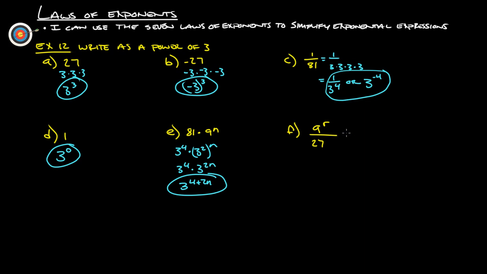So 9, we know 9 is 3 squared, so that's 3 squared to the r, all over 27, which is 3 to the 3rd. This 3 squared to the r power, we have to multiply 2 times r, so 3 to the 2r over 3 cubed. And then we're going to subtract that. We're going to move this up to the top and change that exponent to negative. So that's 3 to the 2r minus 3 would be our final answer on that one.